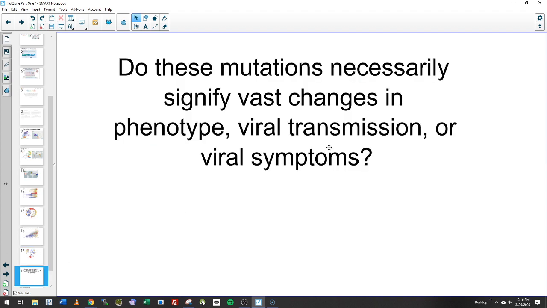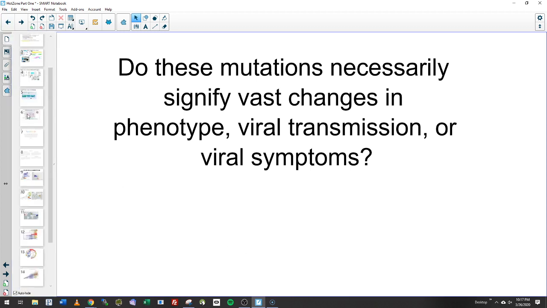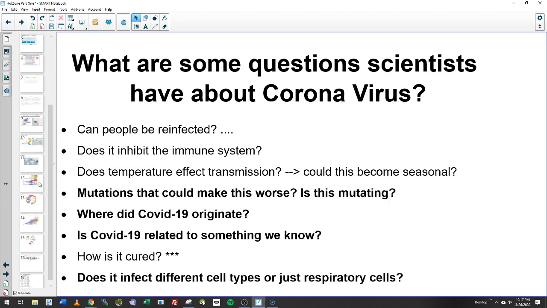The last thing I want to leave you with is all of these mutations, they're happening. Do they signify vast changes in phenotype? Do they necessarily make them more dangerous? Does this necessarily mean that they're going to be more infectious? Which I think is the question that Sophia asked: is it mutating? Could mutations make this thing worse?